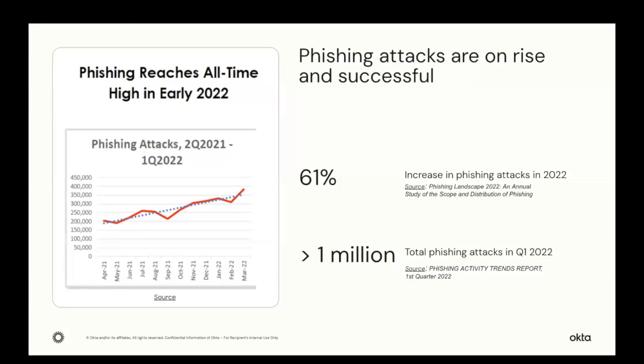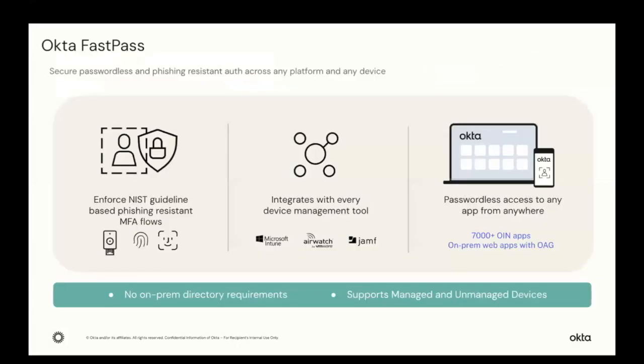According to a study by Interisle, in 2022, phishing attacks rose by 61%. And in just the first quarter of 2022 alone, there were more than 1 million reported phishing attacks. That's only the reported attacks. Next slide, please. So what is Okta's solution to this?